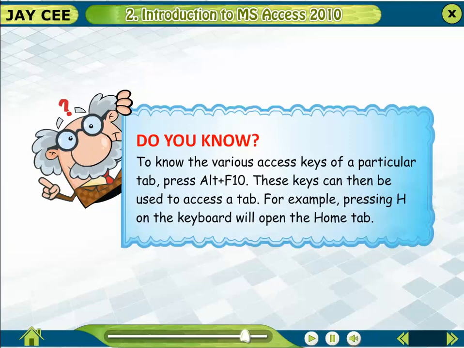Do you know? To know the various access keys of a particular tab, press Alt plus F10. These keys can then be used to access a tab. For example, pressing H on the keyboard will open the Home tab.